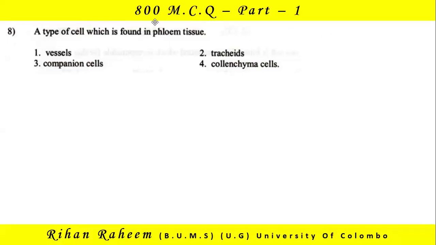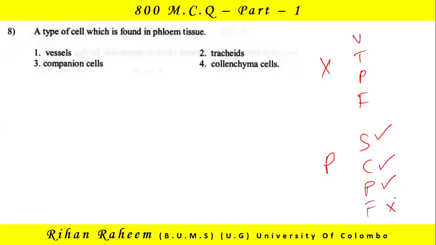Work hard, work smart. A type of cell which is found in phloem. Phloem tissue contains four types of cells. I have given a short form. Xylem, VTPF; phloem, SCPF. Sieve tube elements, companion cells, parenchyma, and fiber. Sieve tube elements are living, but they are living without a nucleus. Companion cells are living, they have a nucleus, parenchyma is living, fiber is dead. So the only plant cell which is living without a nucleus is the sieve tube element.